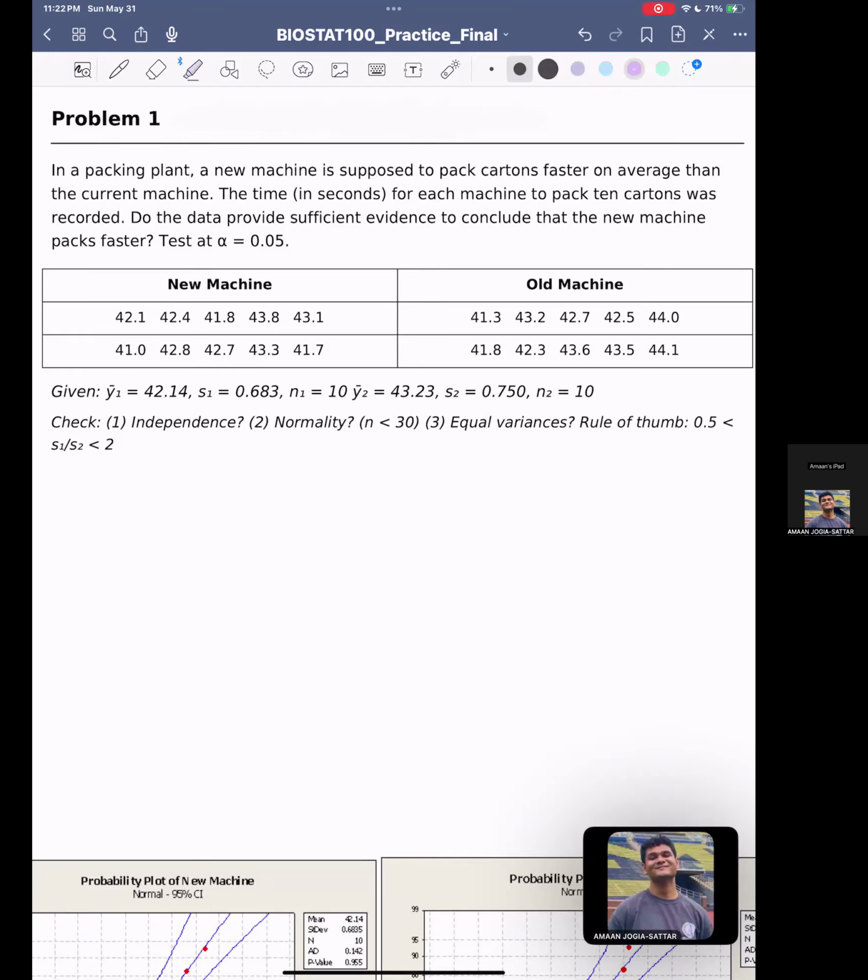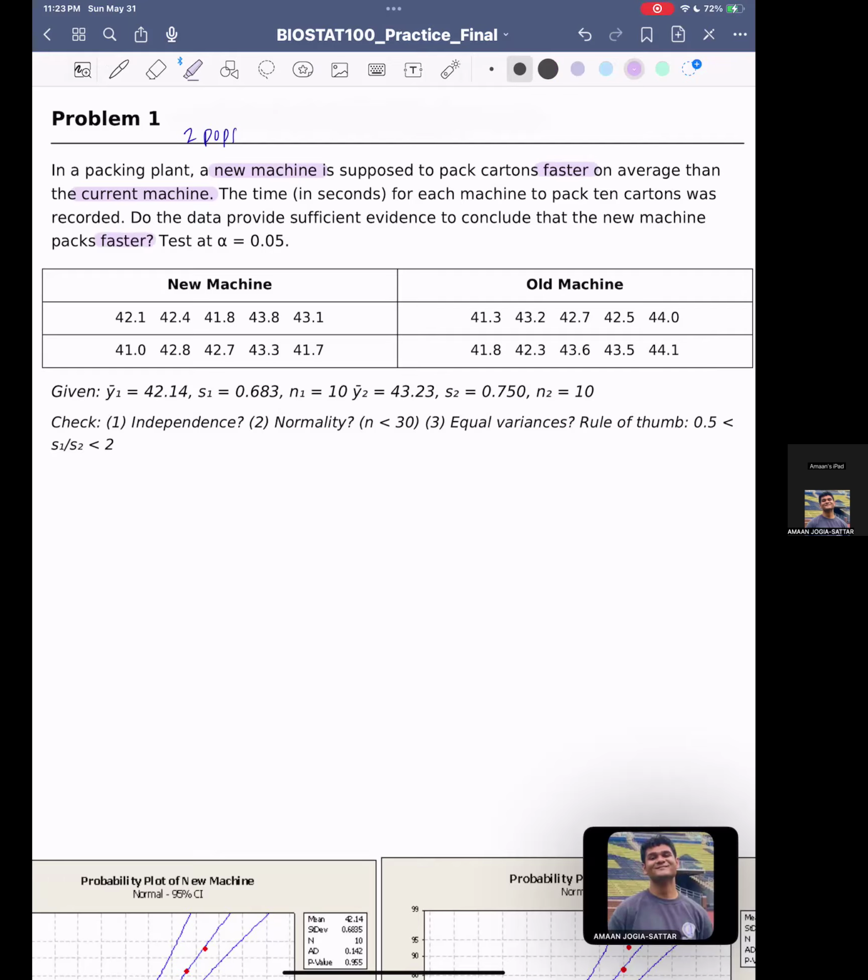All right. So the first thing I like to do when I see a problem like this is start highlighting. You won't be able to do this on an exam probably, but let's just get our bearings. The first things I'm seeing are new machine and current machine. This is signaling to me that we have two populations here. Let's try a smaller font. Two pops. Okay. The second thing I'm seeing is the word faster. I'm seeing that word twice.